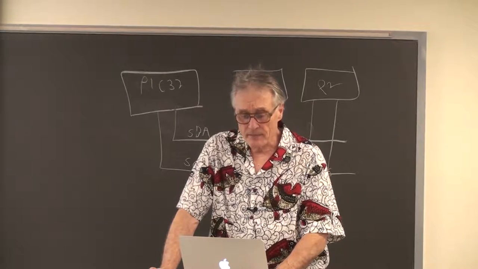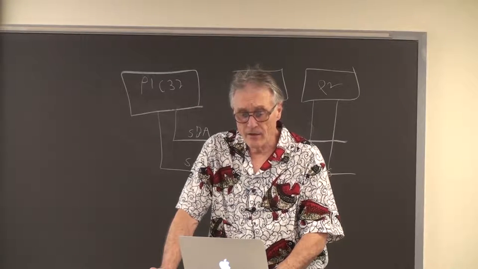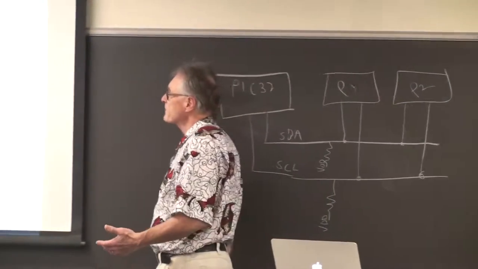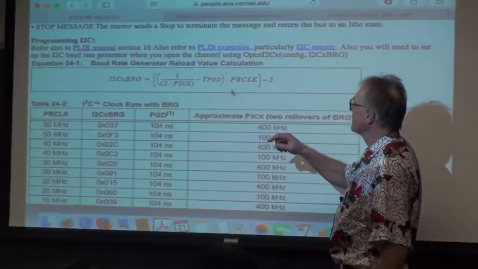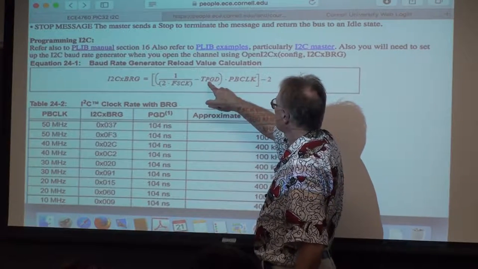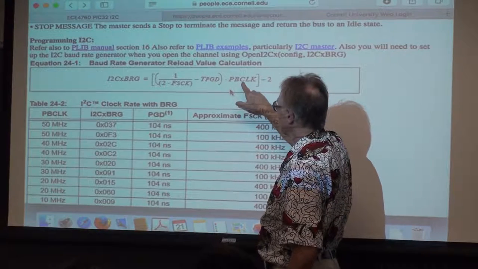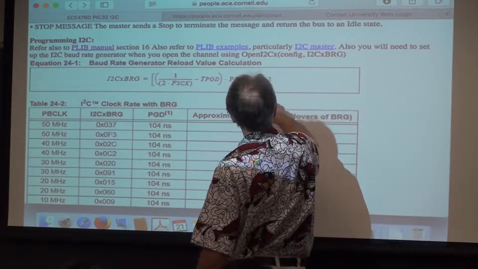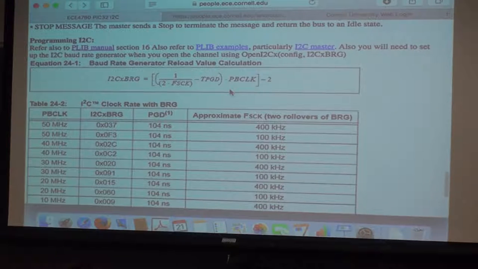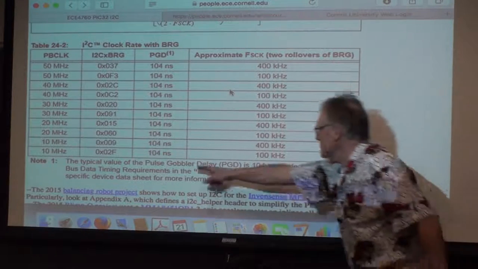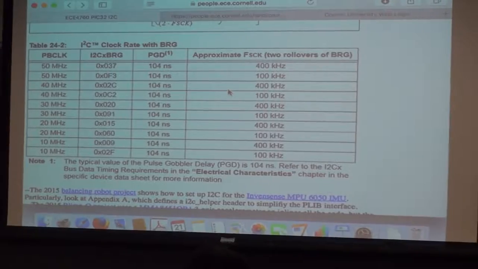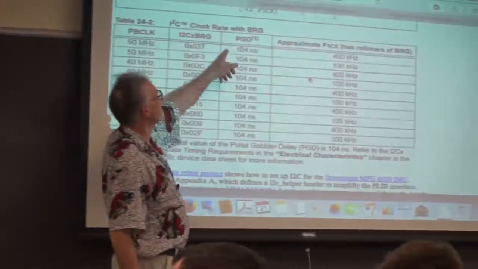So there's a baud rate generator, a bit rate generator, if you will, and I really enjoyed this. There's a piece called 1 over F clock minus TPGD times PB clock. What's the TPGD? It is the pulse gobbler delay. Great name. Pulse gobbler delay. That's the PGD.